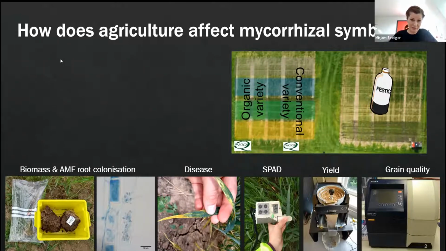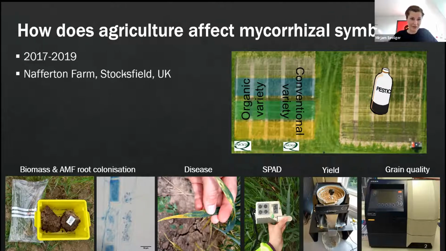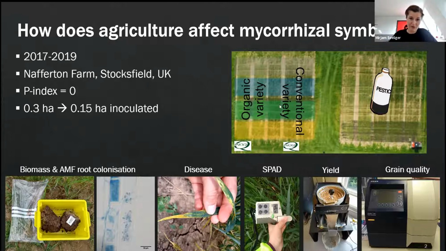And the core of my project in INTERFUTURE was 2 field trials that we conducted in 2017 to 2019, close to Newcastle, at Nafferton Farm, where also other trials of SolACE were conducted. And these soils were quite unique because they had a very low phosphorus index, so almost no available phosphorus there. And here on the right-hand side, you see a block. So we had overall 4 blocks in an area of 0.3 hectare, and half of this area got inoculated with inoculum that I will talk about in a second.